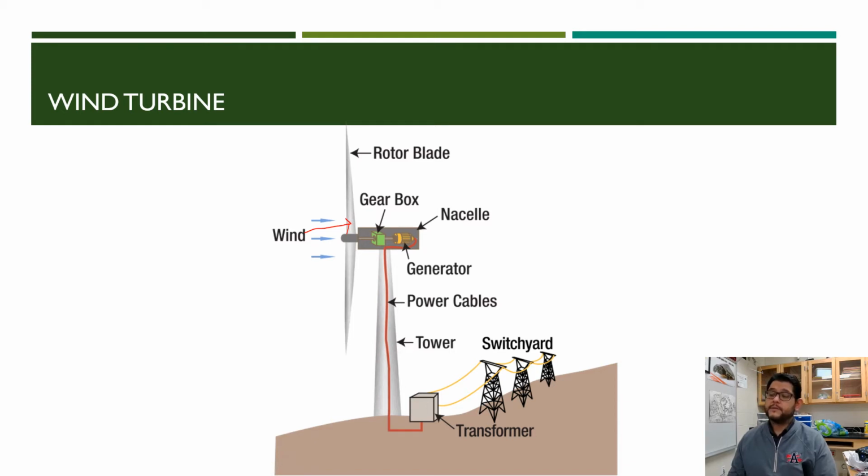And so these turbines will turn, and there'll be a gearbox in there with a generator. And the generator will then be connected to these power cables, which will be sent out to a transformer to turn it into usable energy for the home. And that will then get sent out to homes and businesses and other places. So there are benefits to that.